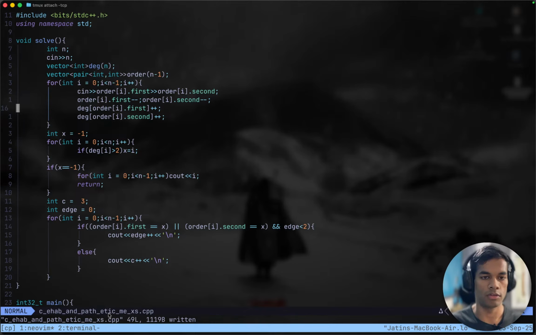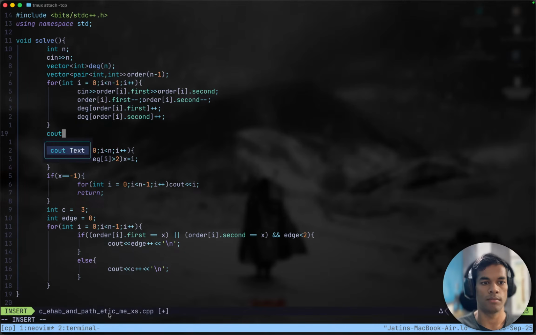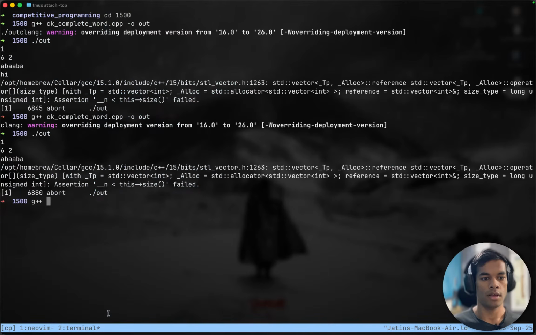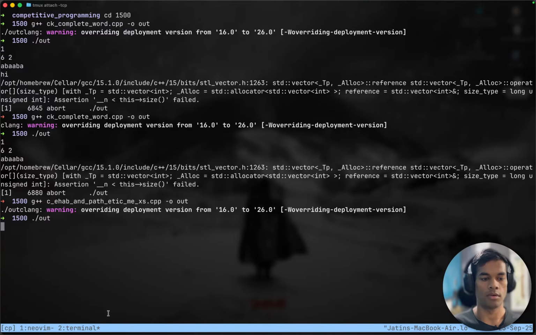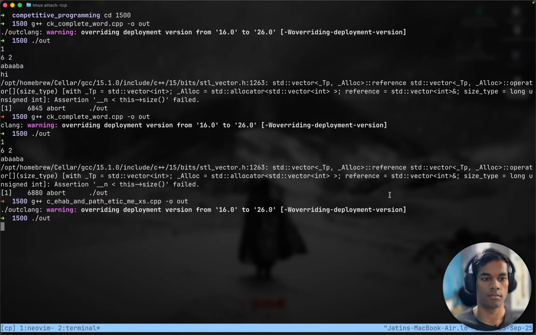And in degree also we are not ordering anything outside. See out. High. End lines. G++, what is the name? C E hub slash out. It's shit. Let's say something like this.